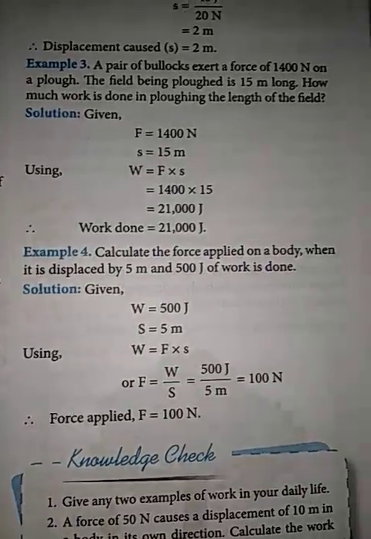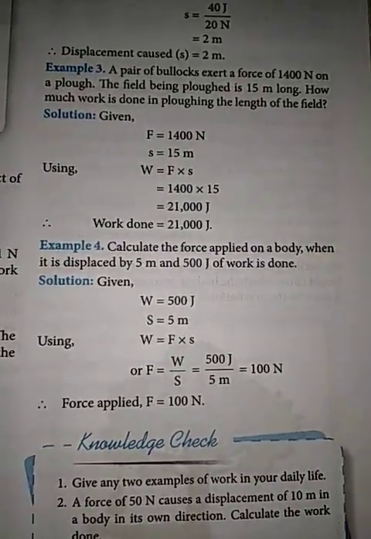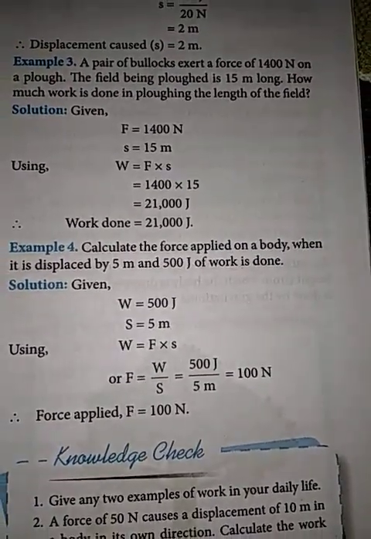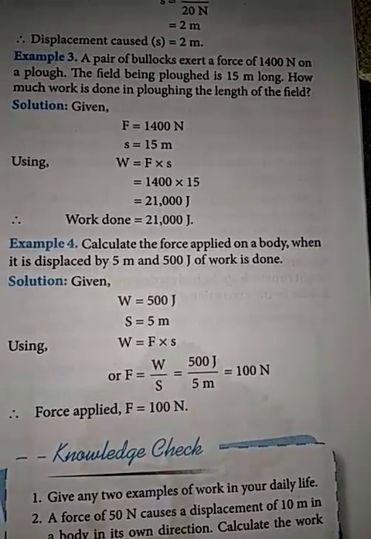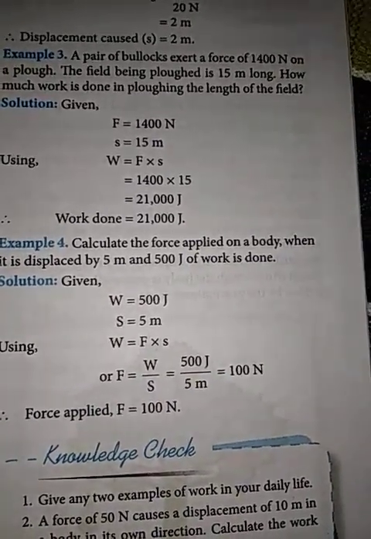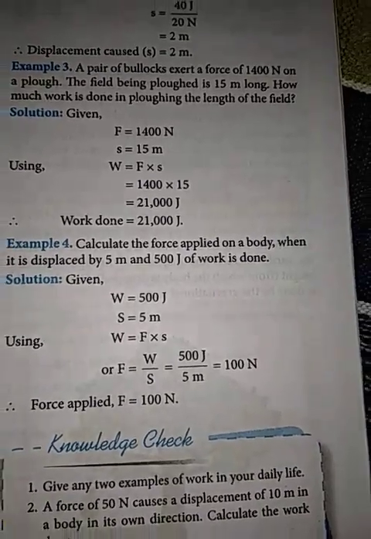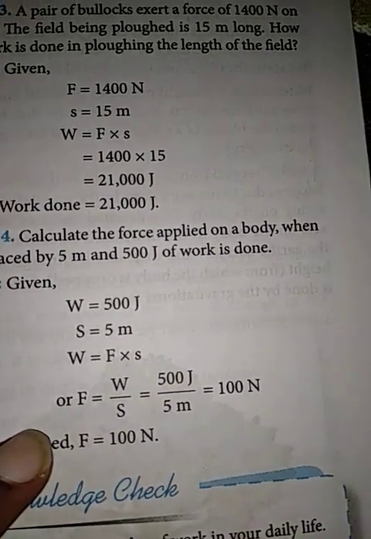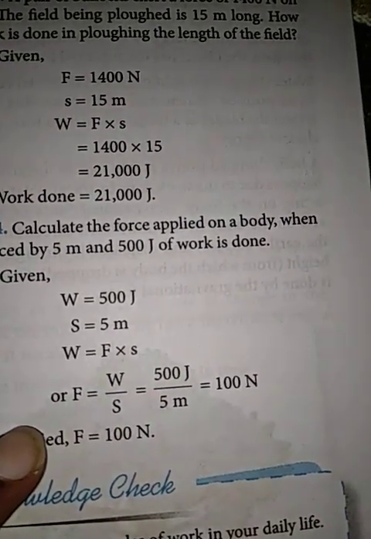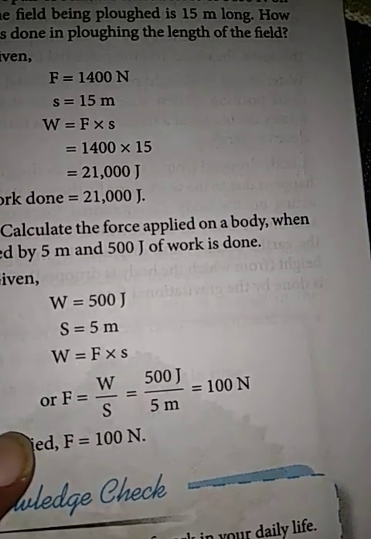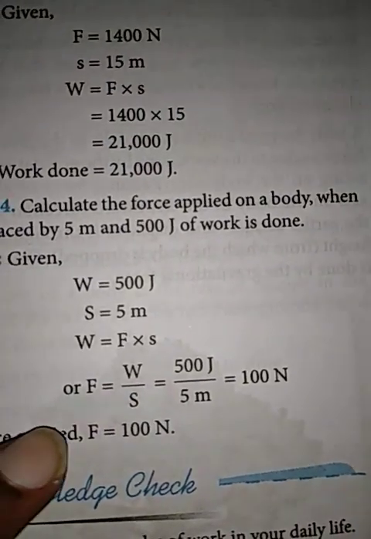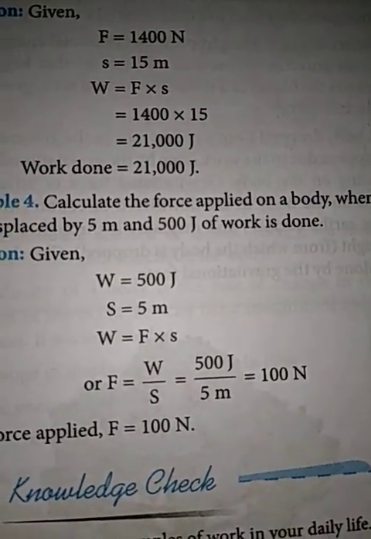Example 4. Calculate the force applied on a body when it is displaced by 5 meter and 500 joule of work is done. In the question it is given that W is equal to 500 joule, displacement S is equal to 5 meter, and W is equal to force into displacement. So F is equal to W by S. So work done is equal to 500 joule and displacement 5 meter. So 500 by 5, that is 100, and unit of force is Newton. So force applied F is equal to 100 Newton.